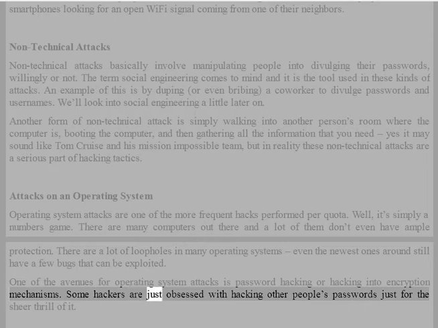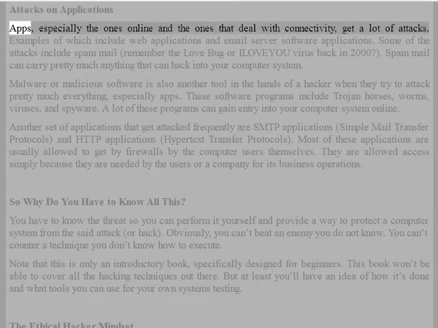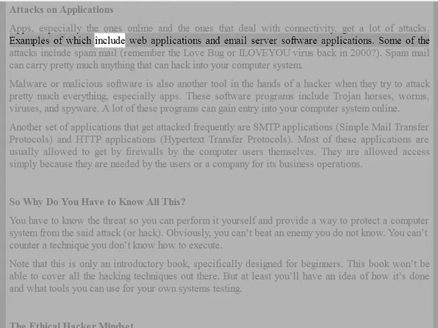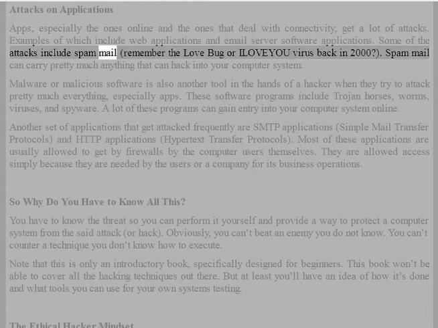Some hackers are just obsessed with hacking other people's passwords just for the sheer thrill of it. Attacks on apps, especially the ones online and the ones that deal with connectivity, get a lot of attacks. Examples of which include web applications and email server software applications. Some of the attacks include spam mail.